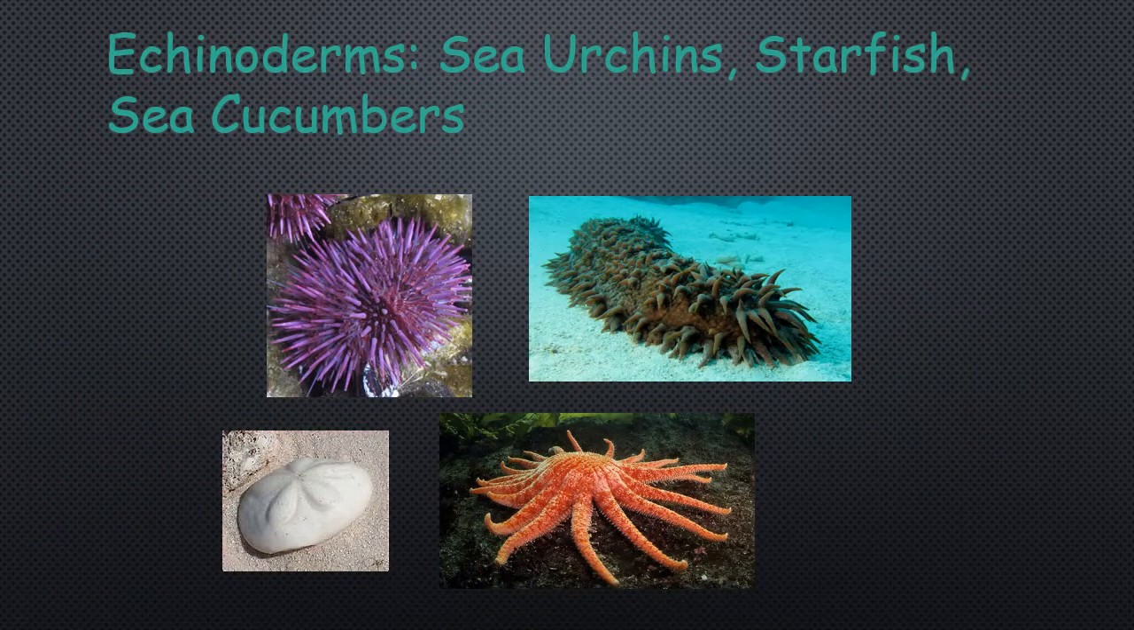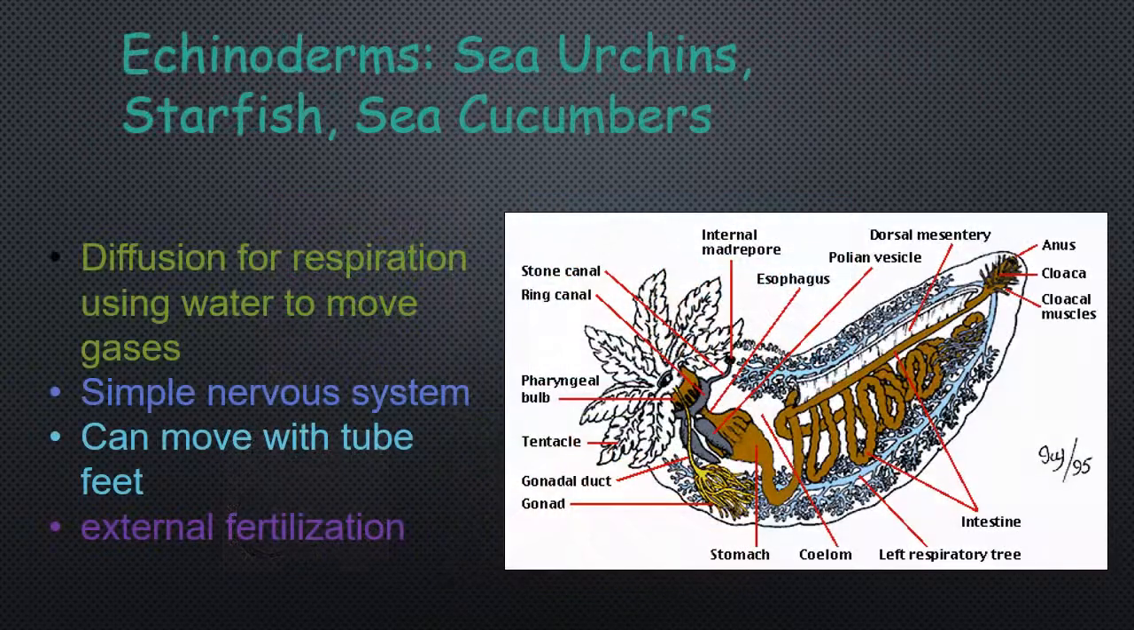And then our last group of invertebrates are echinoderms. These are sea urchins, starfish, sea cucumbers, or like our sand dollar there, that's an echinoderm. And our echinoderms use diffusion for respiration, using water to move gases throughout their body. They have a simple nervous system. They can move with tube feet, and they have external fertilization.